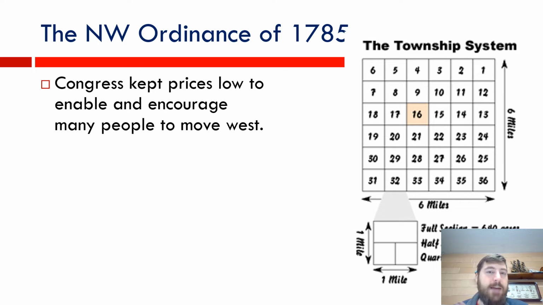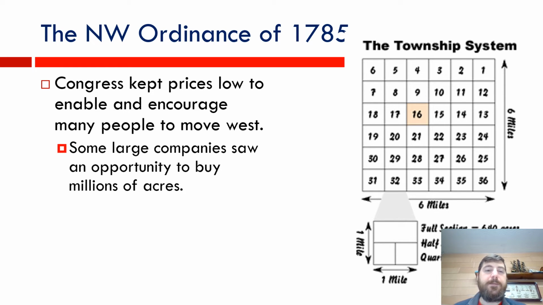Congress kept the prices very, very low. They could have made a fortune off this, and they decided to keep prices low because they want people to move out west. We want to grow the country. We want to encourage people from Europe to come to America and make our country large and prosperous.